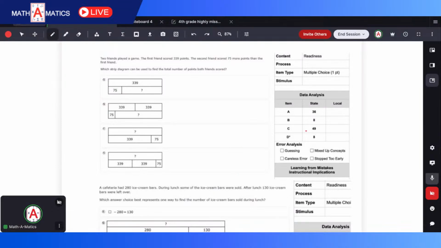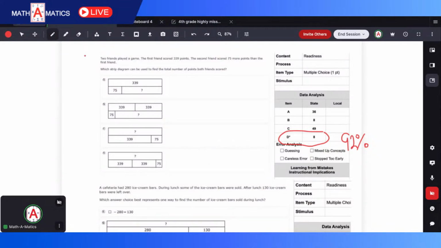this one here, as crazy as this sounds, 8% of the state got this right. So what is this telling us? This strip diagram is something we have to be asking, because we have to make sure we're reviewing with our students, because 8% is wild. That means 92% of the kids in our state did not get this problem correct.